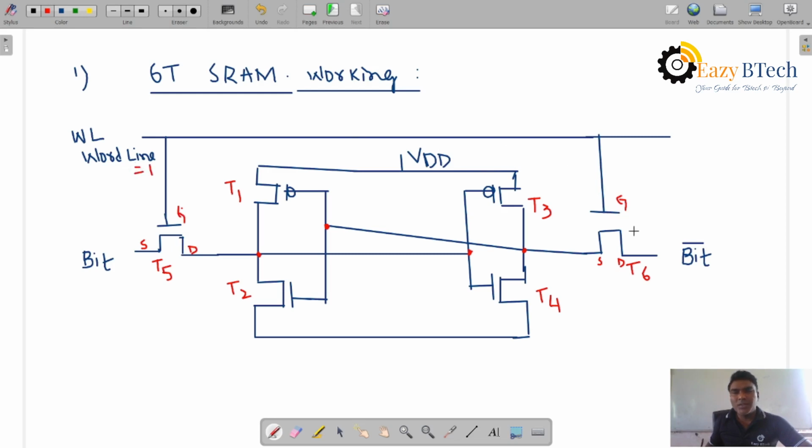Then T6 is on, T5 will be on. Now bit is 1, bit complemented is 0. Bit 1 is passing through source and drain, which is connected to the T4 transistor. Now 1 means T4 transistor is on. Now 0 is passing through source and drain, which will be connected to this inverter. So the T1 PMOS transistor is on. For 1, T4 is on. For 0, T1 is on, right? So it is stored, 1 bit data.